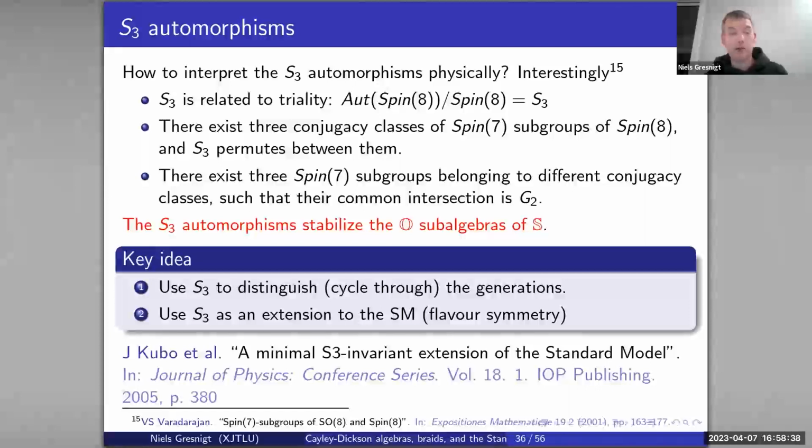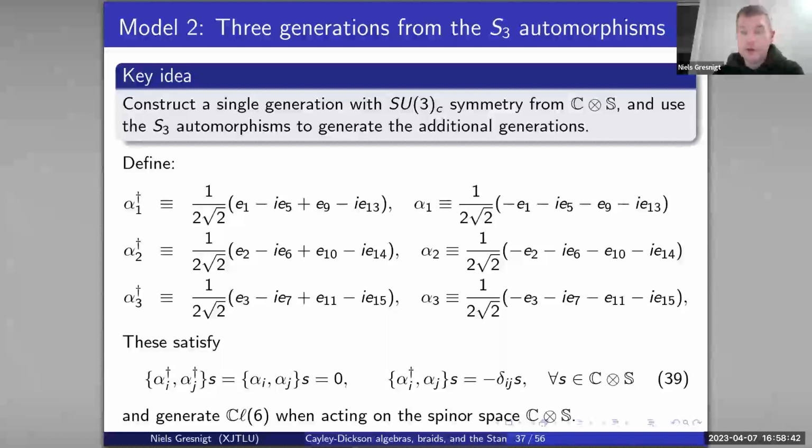And there's quite a few people that have looked at these ideas, these kinds of extensions of the standard model. So another model that I'm working on now is to instead try to construct 1 generation of leptons and quarks from the complex Sedenians with the SU3 symmetry, and then use the S3 automorphisms to generate 2 additional symmetries.